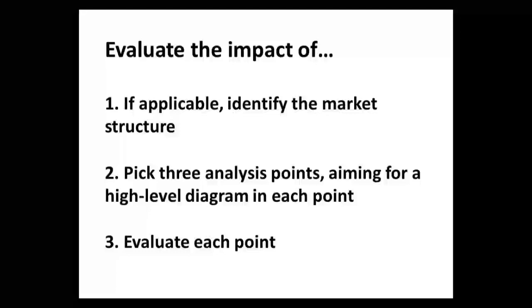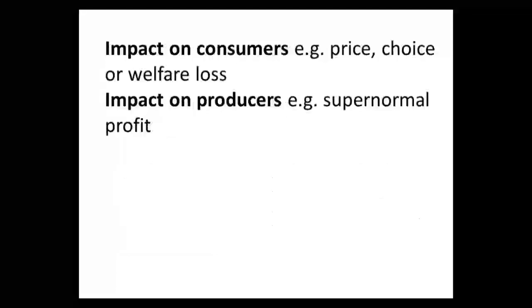When we're thinking of these points, the first place to go is always the impact on consumers and the impact on producers. These are our 2 biggest economic agents in terms of microeconomics. And so thinking through the impact on consumers, through a change in price or choice or the level of welfare loss, and the impact on producers, particularly the level of supernormal profit, I think should be your first port of call.